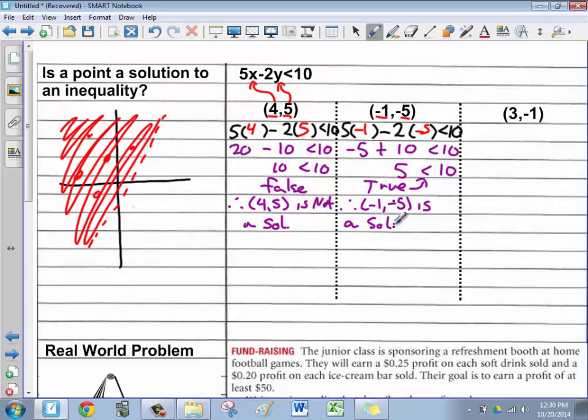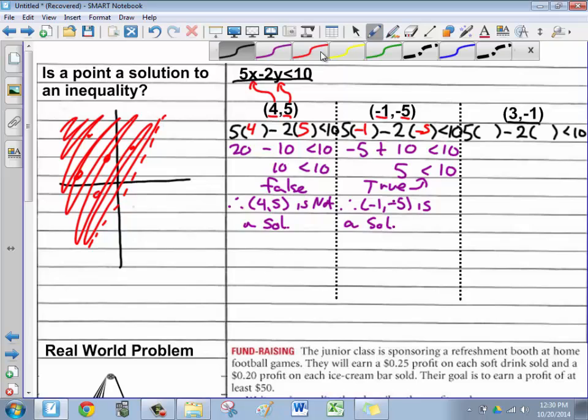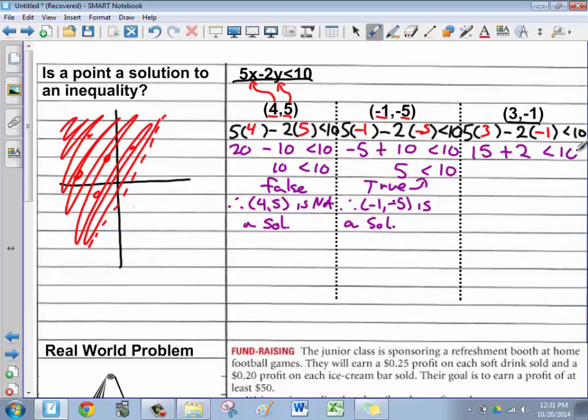It is a solution. And let's just try this one more time, just to make sure we got the pattern down. Again, we're going to take these 2 points and plug them into our equation right here. So I got 5 times 3 minus 2 times -1. Is that less than 10? Well, let's see. So I'll put the 3 in for this, -1. 5 times 3 is 15. Minus 2 times -1, that's positive 2. Is that less than 10? 15 plus 2 is 17. Well, 17 is not less than 10. Well, that is false.